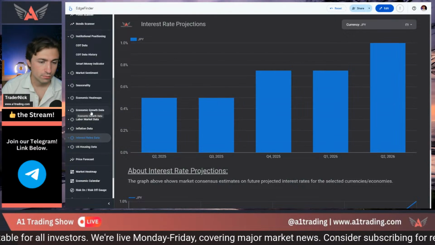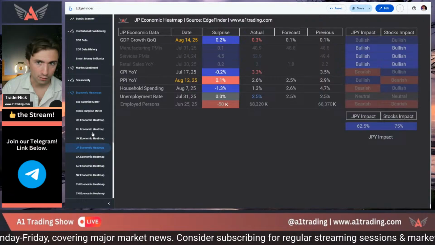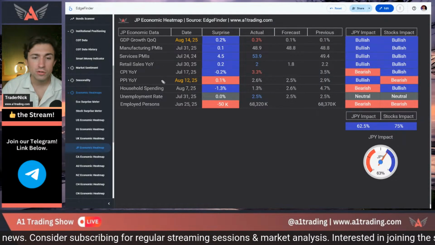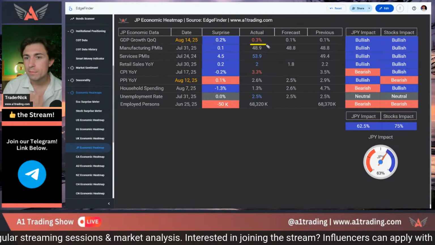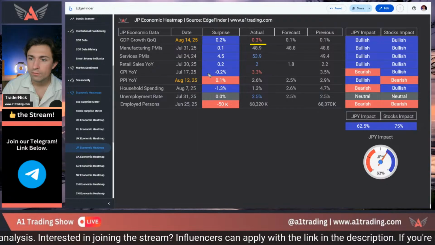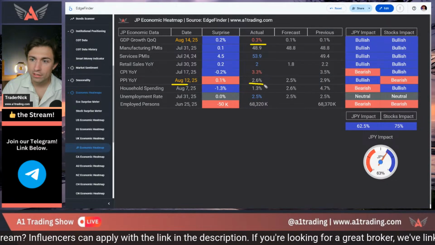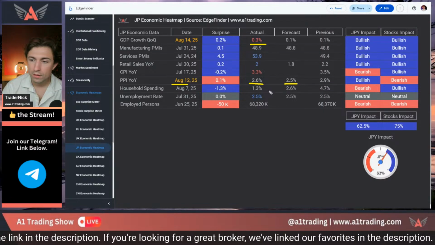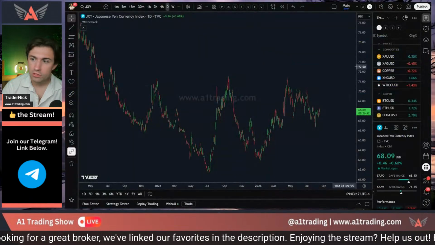In fact, I want to look at the economic data just for Japan really quick. There is, to me, the potential that the Japanese yen could strengthen. GDP stats came in better than expected. The producer price index for Japan came in higher than expected also. Very interesting. So yeah, I think that there is some strengthening potential for the Japanese yen.